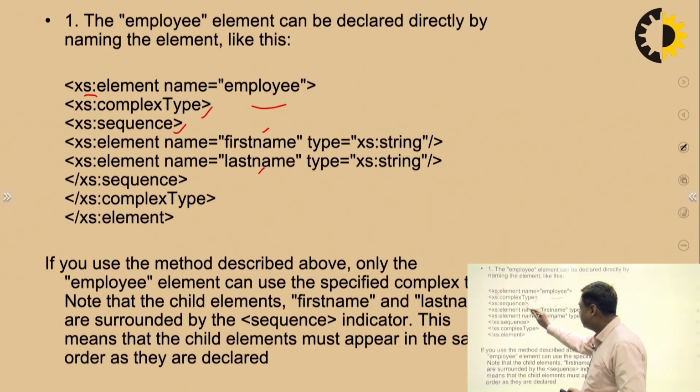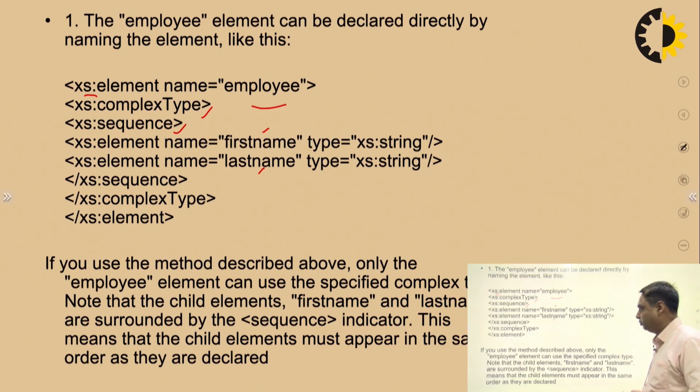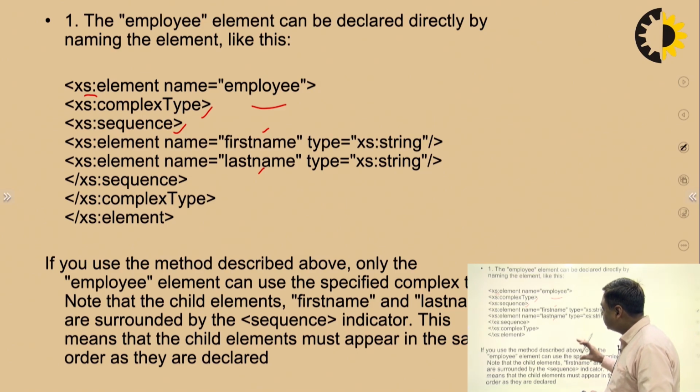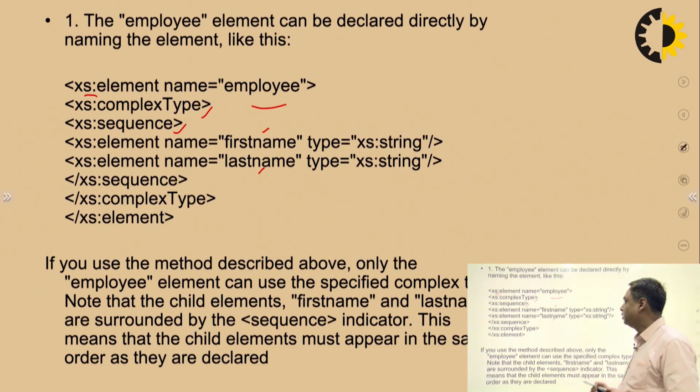So, sequence ensures that there should be first name, then after that should be last name within this employee element. So, this is the one way to define the XML schema for the XML file. Here is the description for you. I explain what is written in this description. Here you can see the sequence indicator is to put the elements in sequence, and we are defining the employee as a complex element.